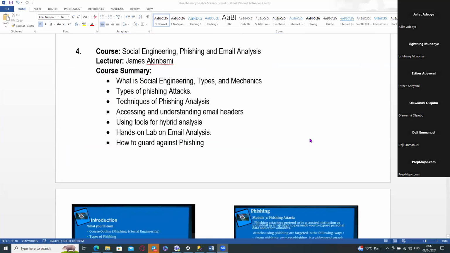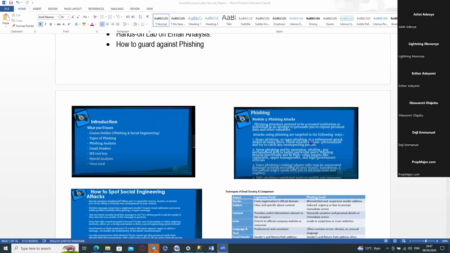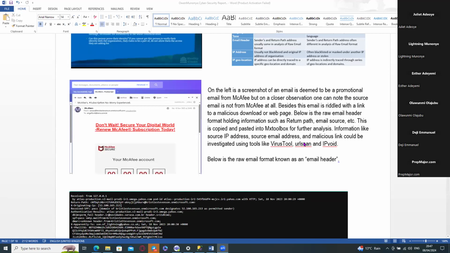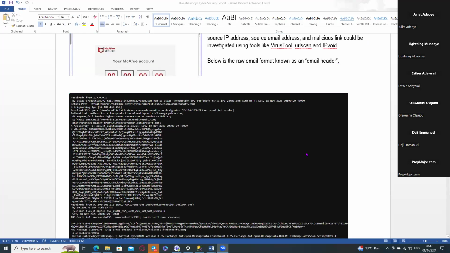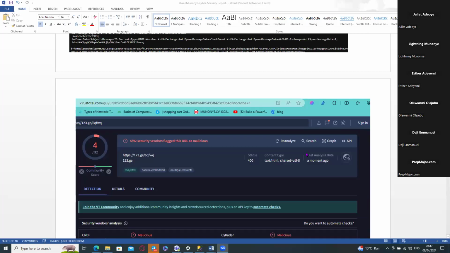From there, we proceeded into social engineering with a particular focus on phishing and email analysis. What is social engineering, the types, the mechanisms, types of phishing attacks, and we also delved into how to analyze emails, differentiating a scam email from a non-scam email. We looked at what depicts a phishing email, and how to analyze it using tools like MX Toolbox, VirusTotal, URLScan, and IPVoid. I also uploaded a screenshot and a test case scenario of an email I had, which was obviously a phishing email, and how I could detect it.